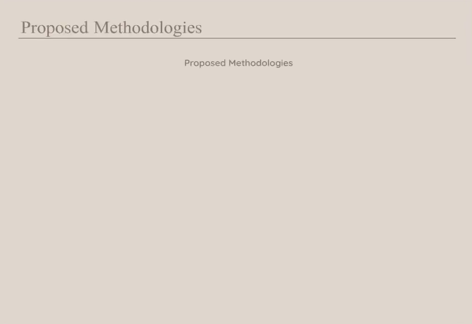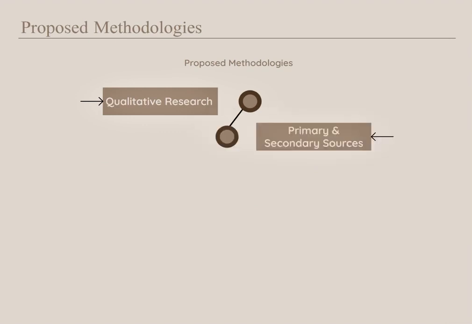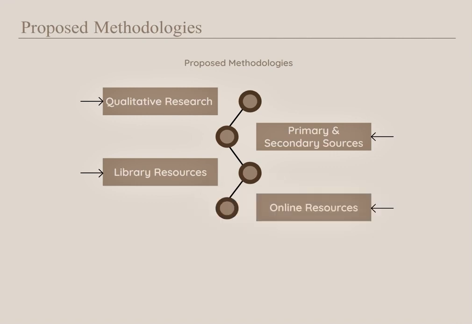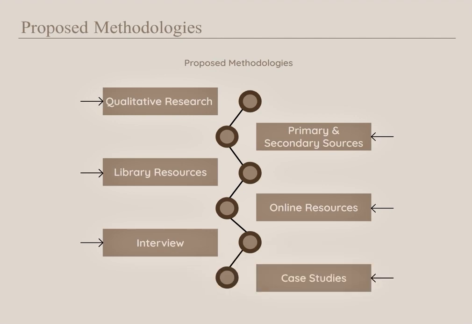There are 6 different methodologies that I will be using in order to complete the final dissertation. The first one is qualitative research, where I explore previous studies. I will make use of both primary and secondary sources, as well as library and online resources, such as books and previously written dissertations. I'm hoping to interview someone to get direct information about the 2 examples and how they are sustainable. The last methodology that I will use is case studies.